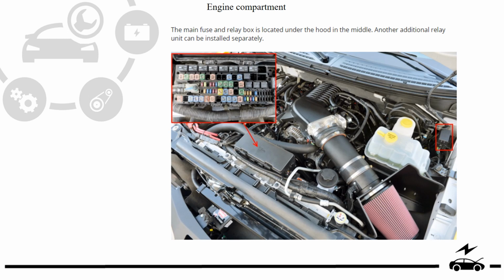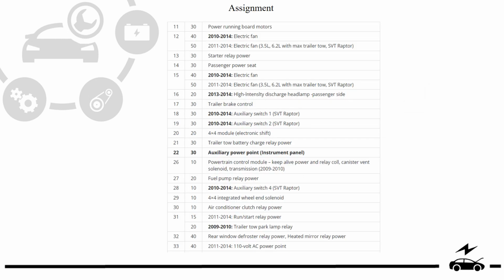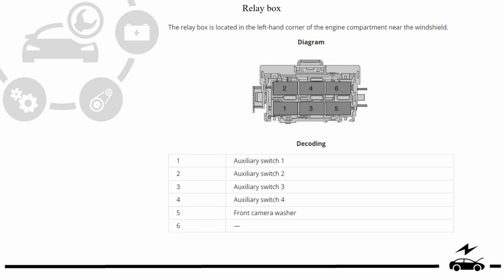Engine compartment. Fuse box. Location. Diagram. Protected components. Relay box. Diagram. Designation.